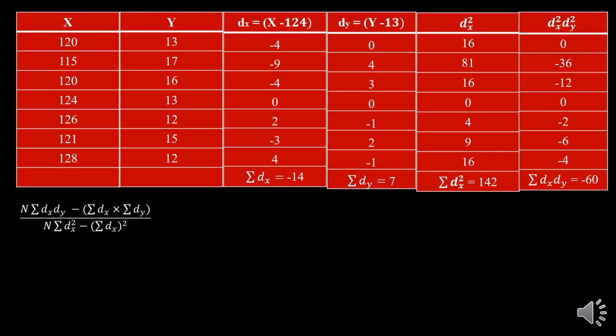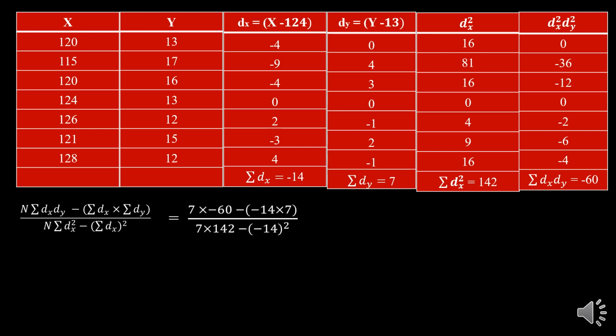Then we need dx into dy. This value comes like this: 0, minus 36, minus 12, 0, minus 2, minus 6 and minus 4. So the sum of dx into dy is equal to minus 16.